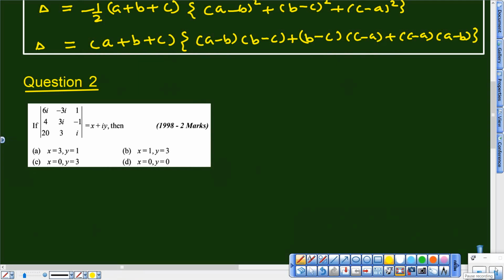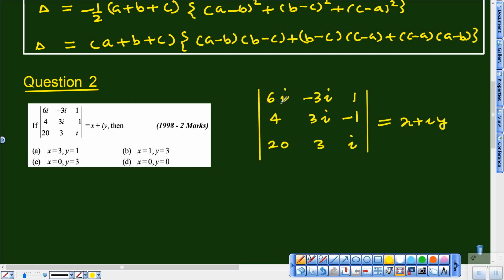Well, this is the second question, and this was asked in JEE 1998. Here they're asking that if this determinant is equal to x plus iy, then x and y will be equal to what? So this determinant is 6i, where i is square root of minus 1, minus 3i, 1, 4, 3i, minus 1, 2, 3i is equal to x plus iy.